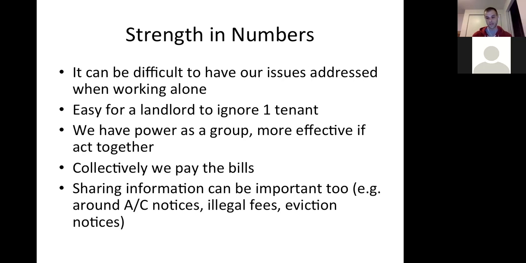So even if the landlord owns the building, they still depend on our rent to pay their bills, to fund their lifestyle. And that gives us a lot of power as tenants, if we're working together or acting collectively.